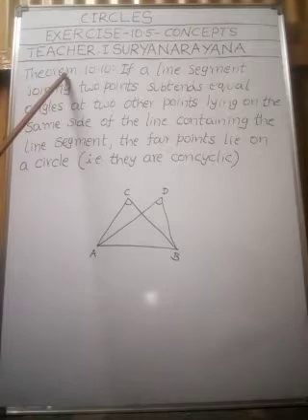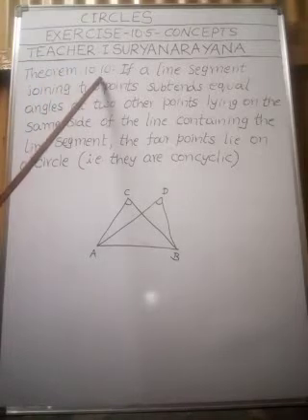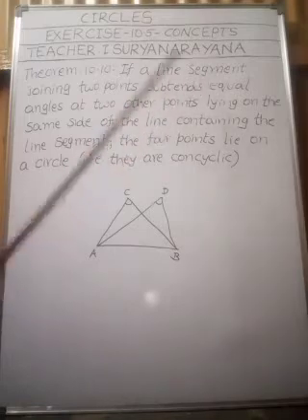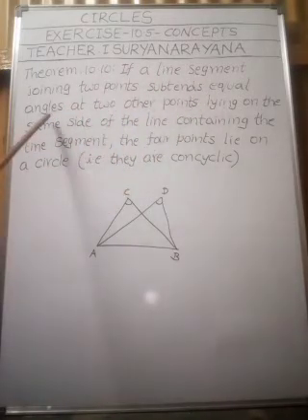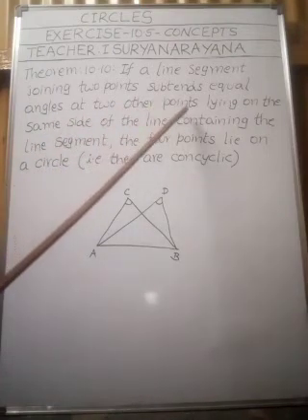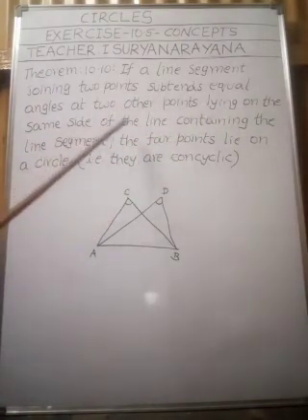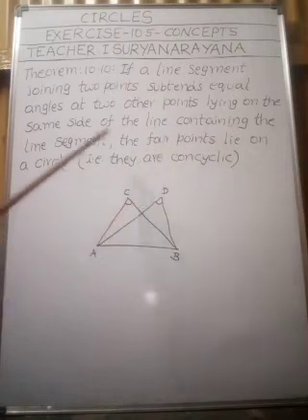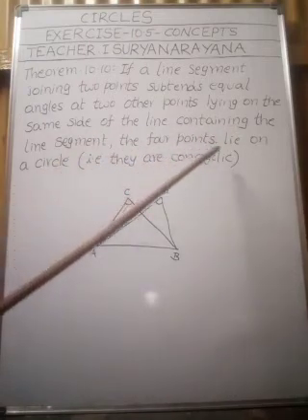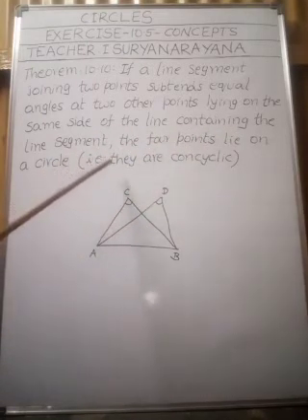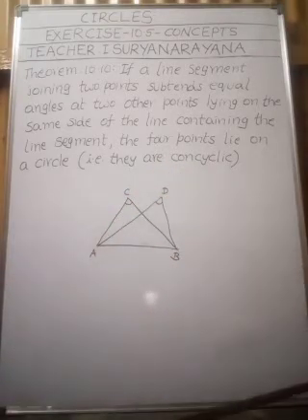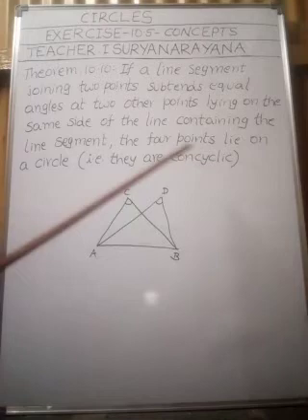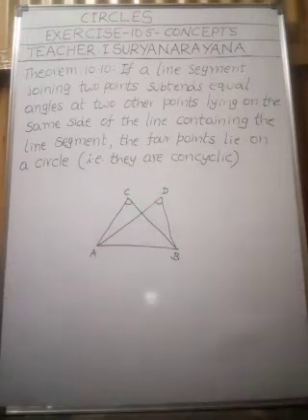Now come to theorem 10.10. If a line segment joining 2 points subtends equal angles at 2 other points lying on the same side of the line containing the line segment, then the 4 points lie on a circle. They are called concyclic. In this case, these 4 points are said to be concyclic.